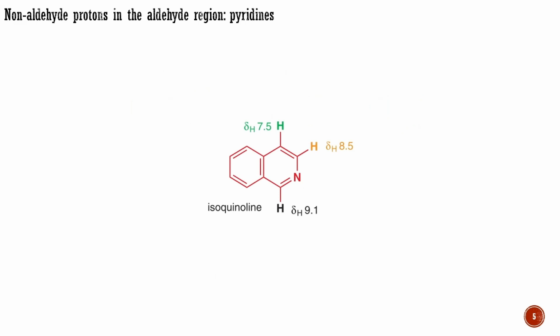Isoquinoline is a pyridine and a benzene ring fused together and has a proton even further downfield at 9.1 ppm. The proton indicated in black is more like an imine proton that experiences the ring current of the benzene ring.